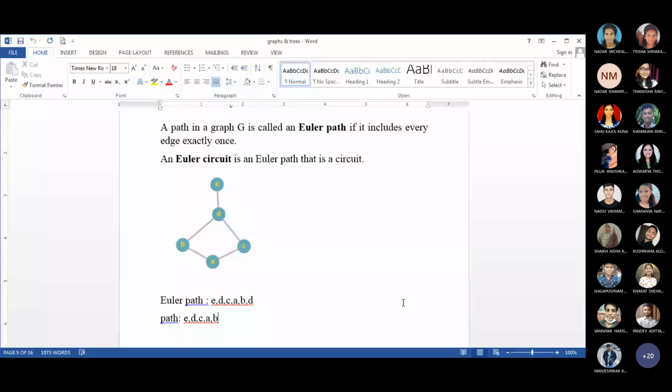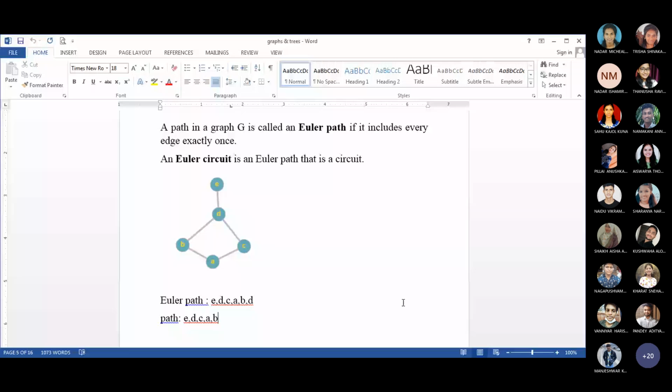Second example in the same thing, we have taken an example of a path. Again starting from vertex E, E से D पे गया, D से C पे आया, C से A से B. Okay, so that is an example of a path. EDCAB पाथ क्यों है? क्योंकि यहाँ पे सब एजेस कंसिडर नहीं हो रहा है. ओके, वो पाथ है बट यूलर पाथ नहीं है.